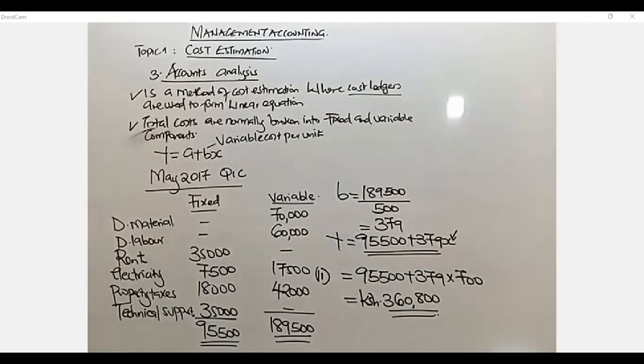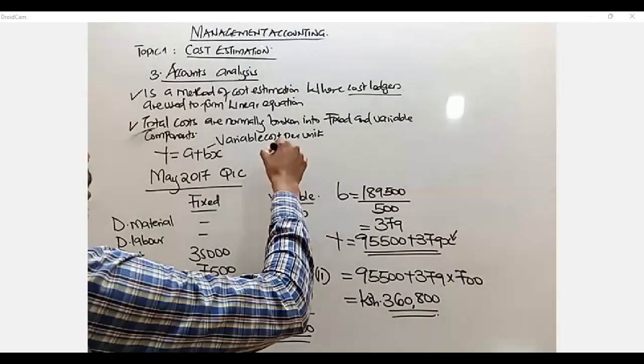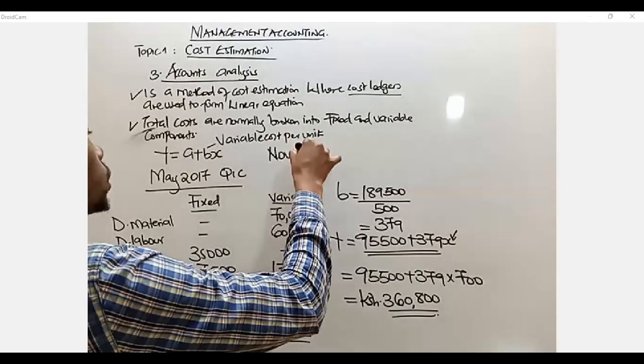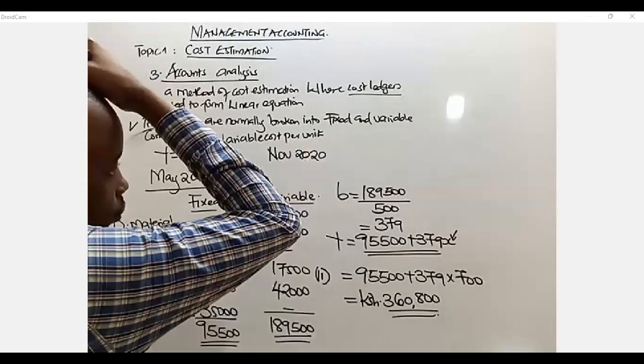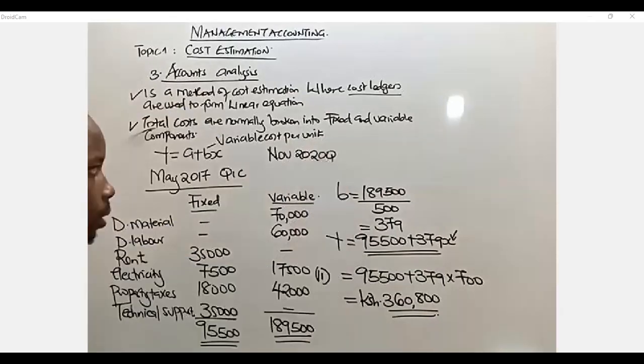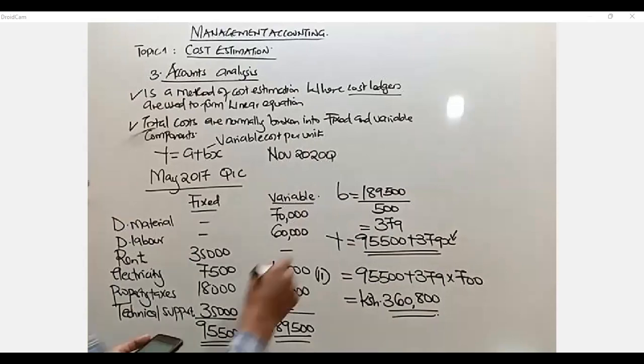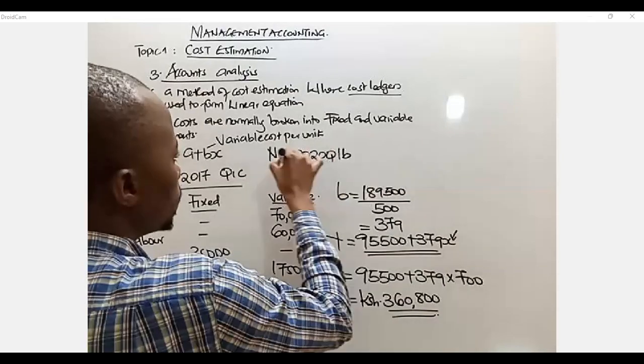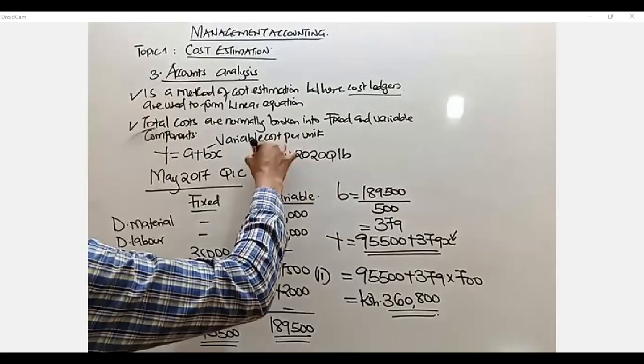I know that we have understood, and I will just give you one assignment for the account analysis. You're going to do for me November 2020. November 2020, it should be question number what? November 2020, during our COVID time, the examiner tried to challenge us here. Question number 1B. November 2020, question number 1B.